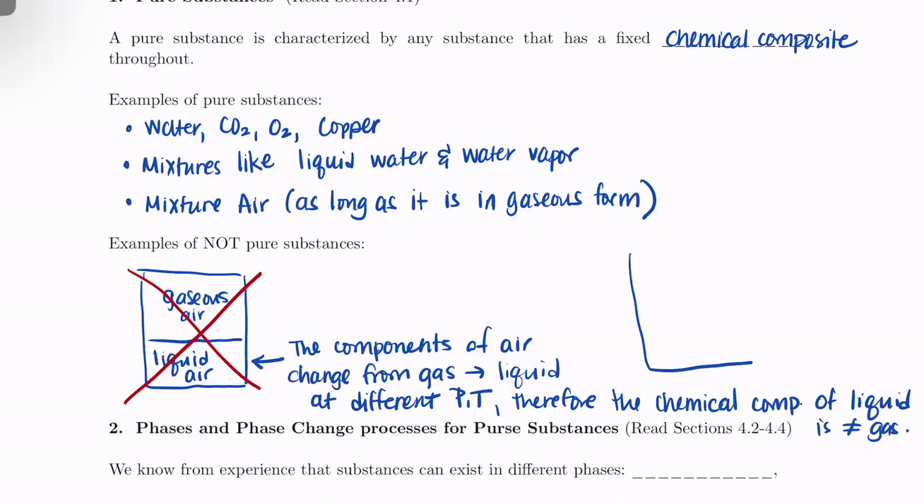Another more obvious example of a mixture that would not be a pure substance would be if you have a mixture of, for example, water and oil. They are not miscible, so those two fluids will not mix with each other. So as you move through this domain, the chemical composition changes, so that's not a pure substance. Okay? Any questions on how we decide if something's a pure substance or not? No? Okay.